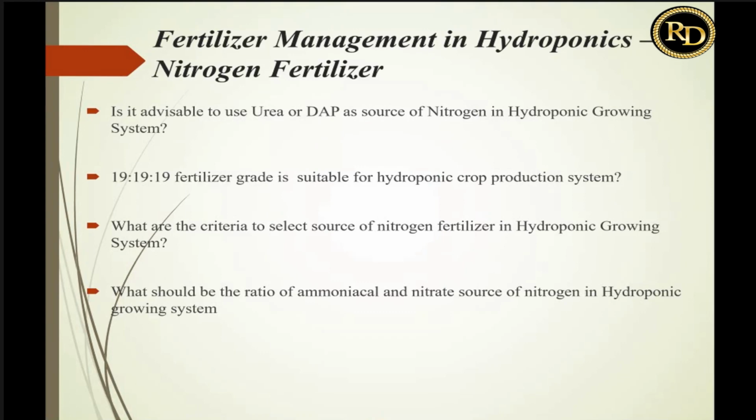What are the criteria for selecting the source of nitrogen fertilizer in a hydroponic growing system? I have already mentioned that it's water soluble. It should be a good ratio. There should not be any kind of soil grade fertilizer in it. Okay, these are some of the criteria. And again, for branded fertilizer, I have already shared something like 10 or less than 13% ammoniacal nitrogen, and the rest needs to be supplied as a nitrate source of fertilizer. Okay.